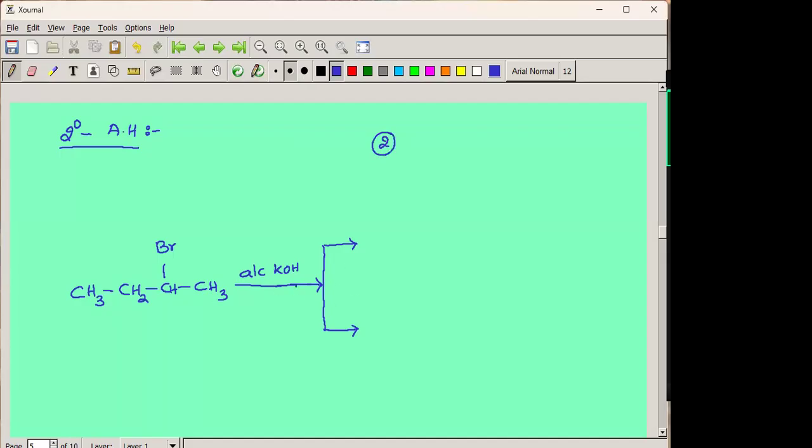So now we discuss that. See here, what happened? This is alcoholic KOH and this is a secondary alkyl halide. The secondary alkyl halide is involved in either E1 or E2 elimination reactions. Both are possible. So now here I'm going to consider one kind of reaction, that is CH3, CH2, CH, and here it is a plus charge. This is an intermediate that will be formed.